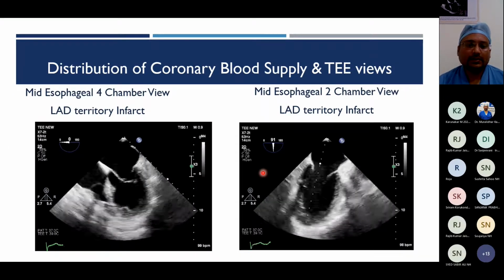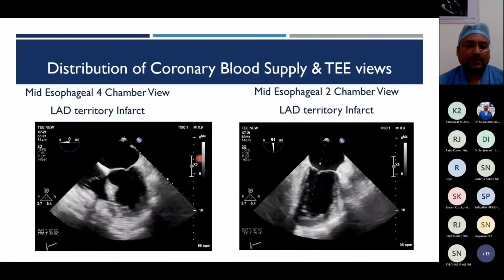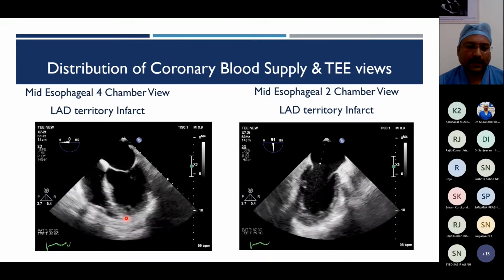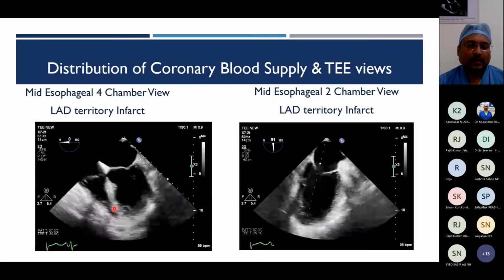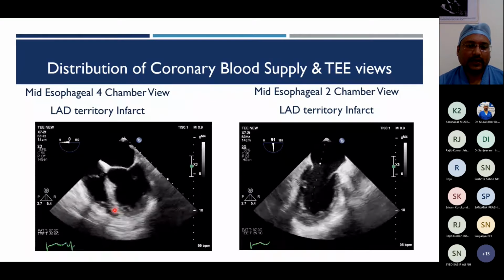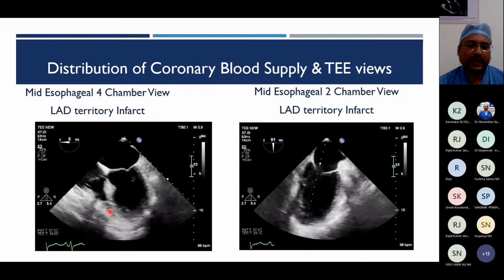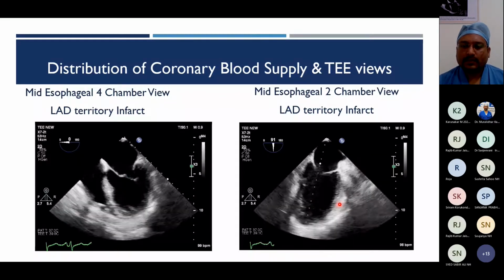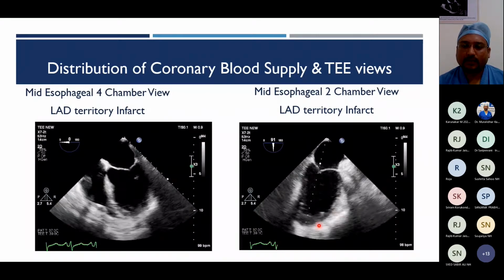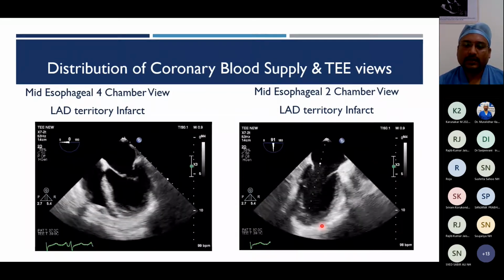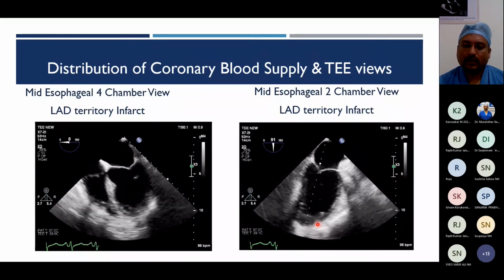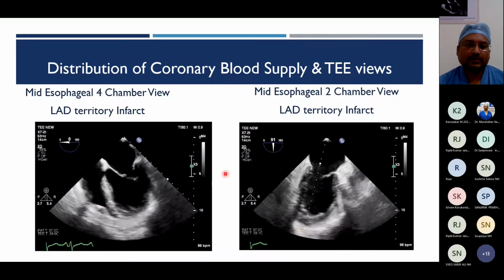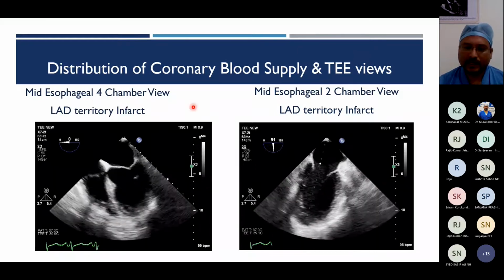Coming to the regional wall motion assessment. In this 4-chamber view, the apex and the apical septum have a regional wall motion score which is almost akinetic, and when you go to the 2-chamber view, the anterior, mid anterior and apicoanterior segments also have a score which is almost akinetic. So this shows the distribution of the LAD area. This patient probably has a LAD territory infarct.